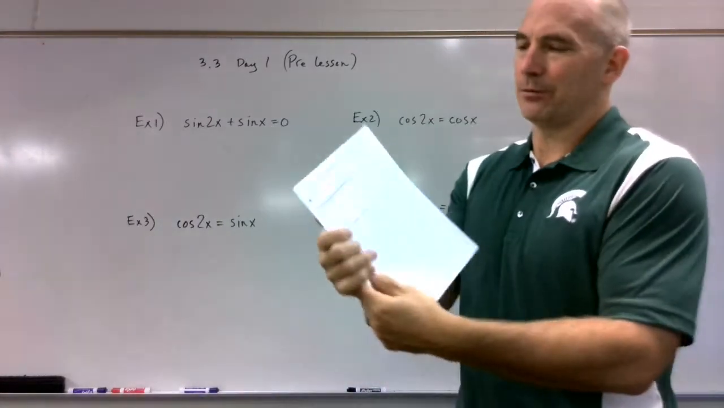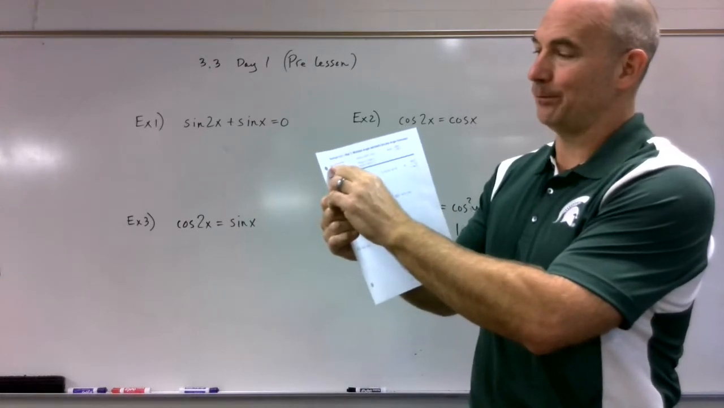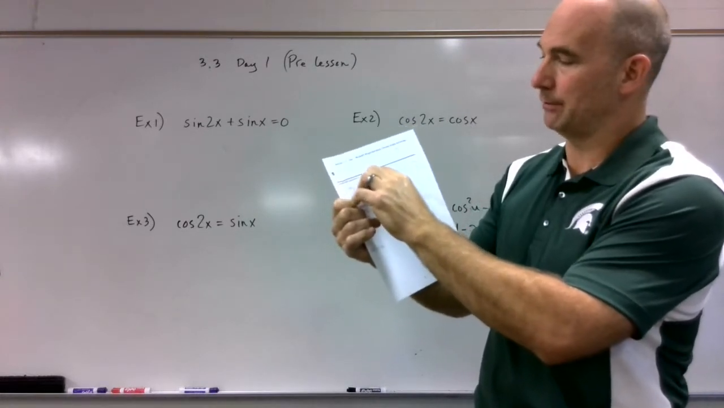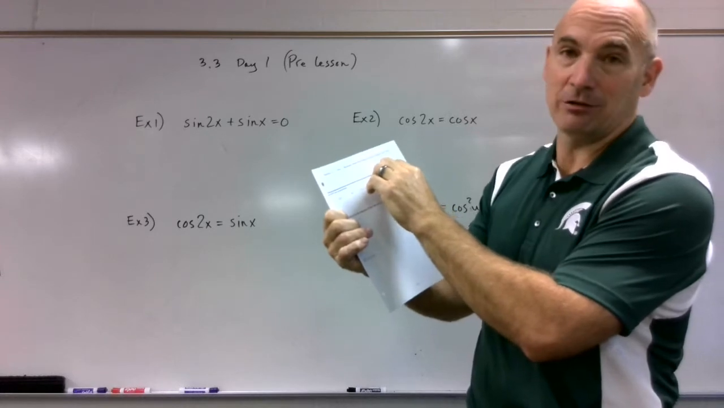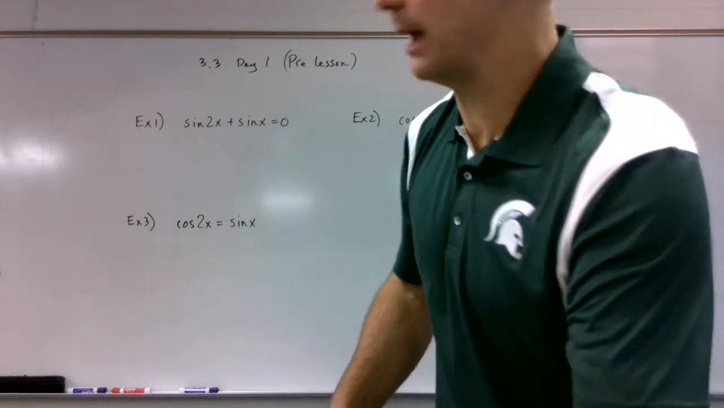As you can see, there's only one formula for sine. There are 3 formulas for cosine, 1 formula for tangent. So keep that in mind. We'll refer back to that in a minute.